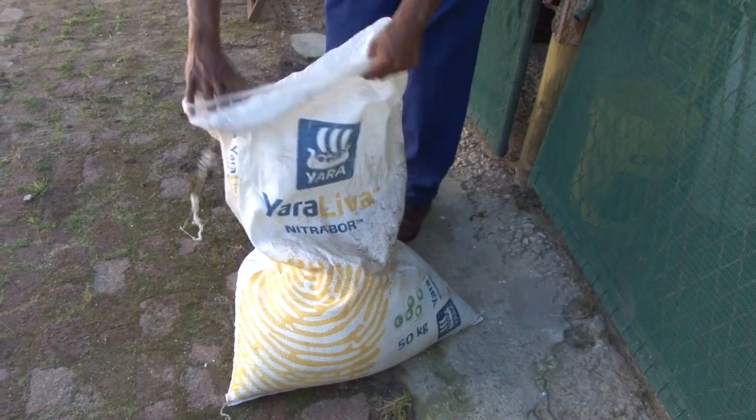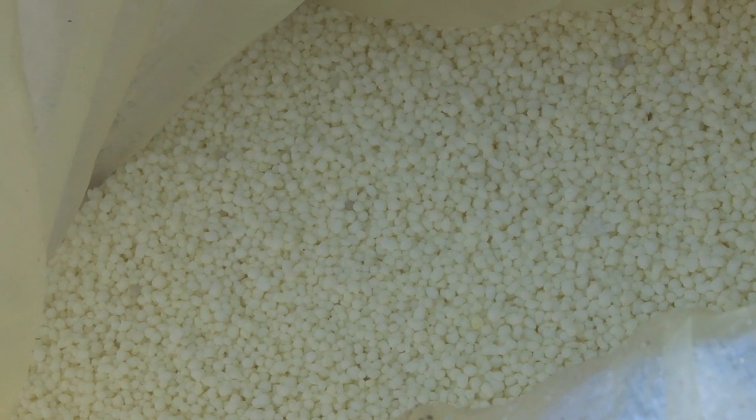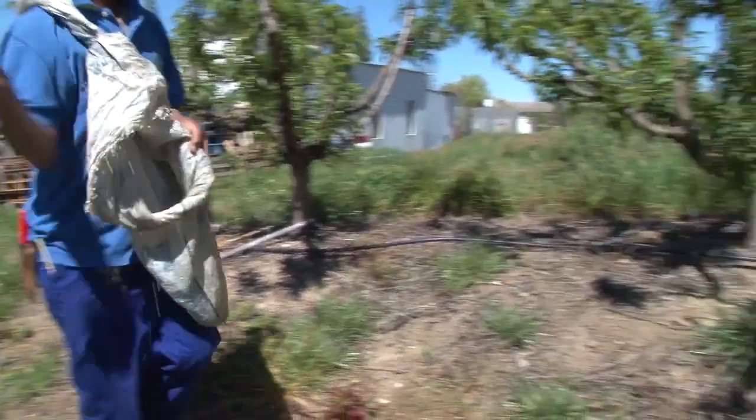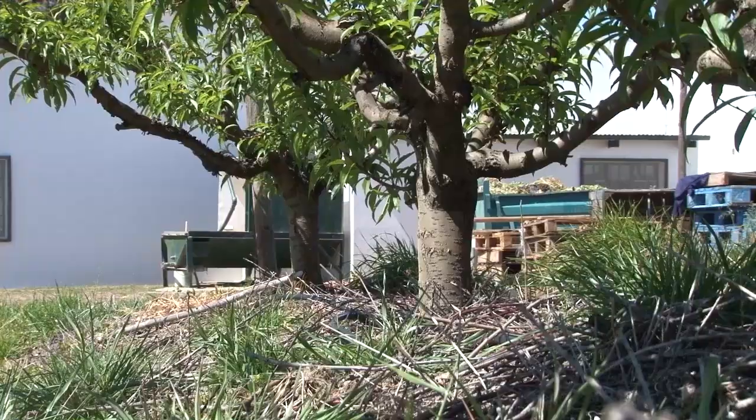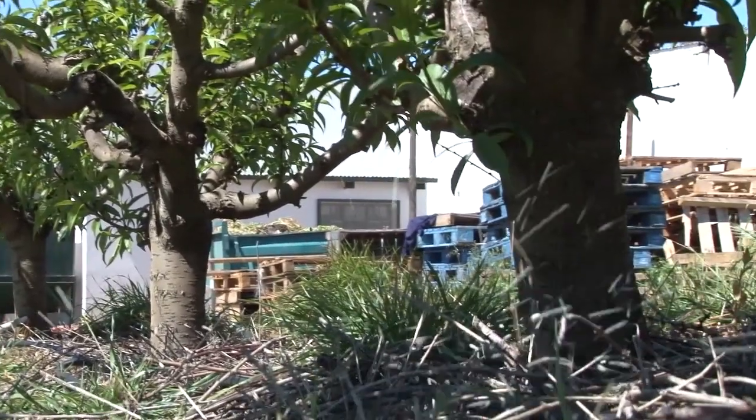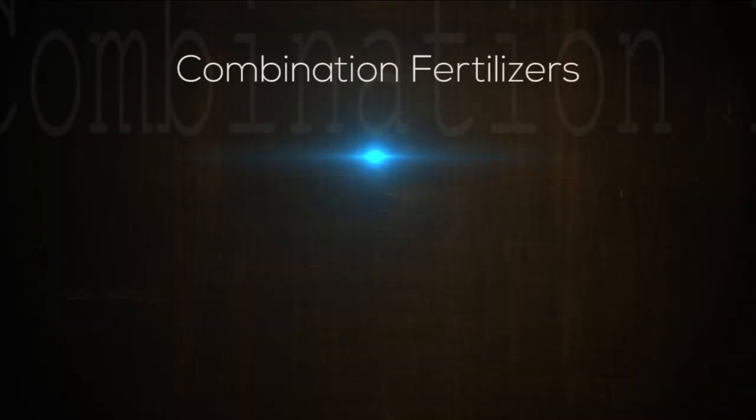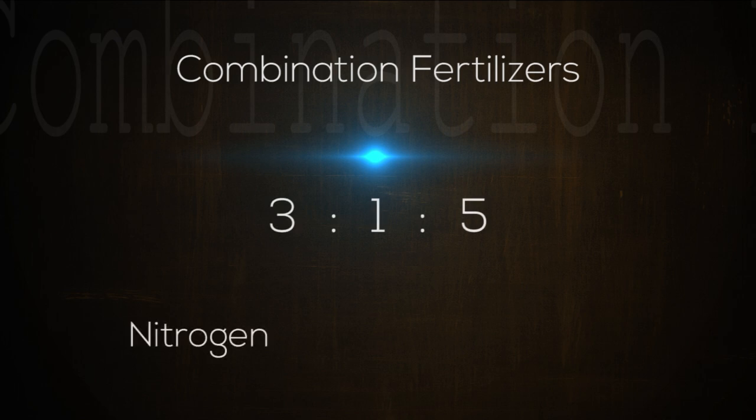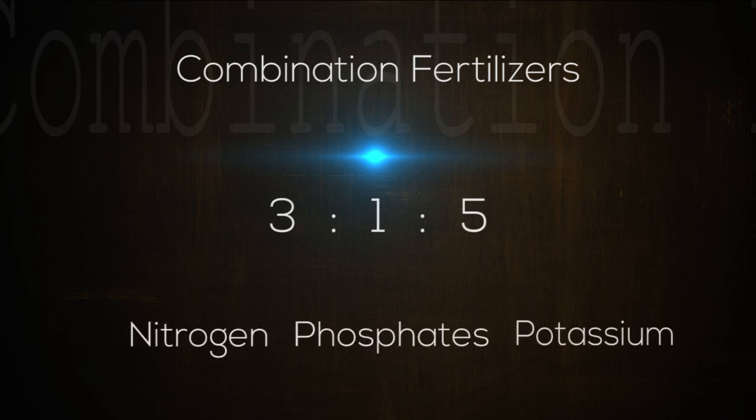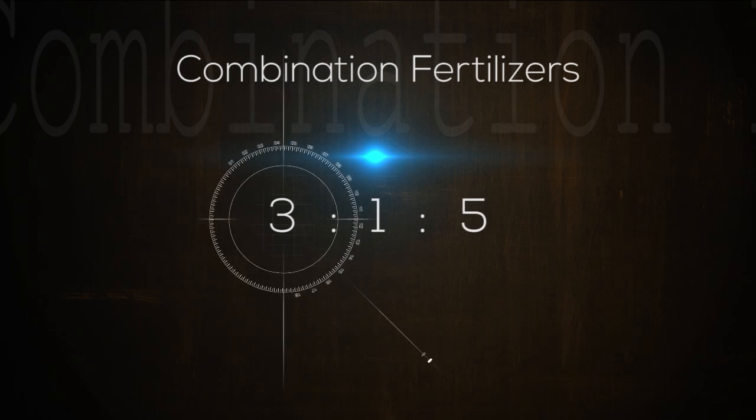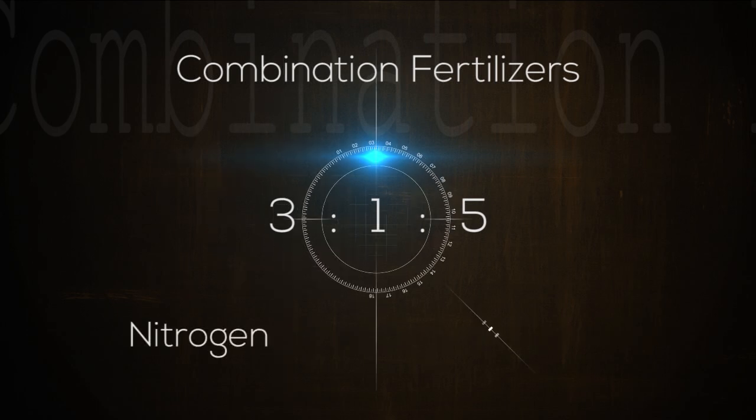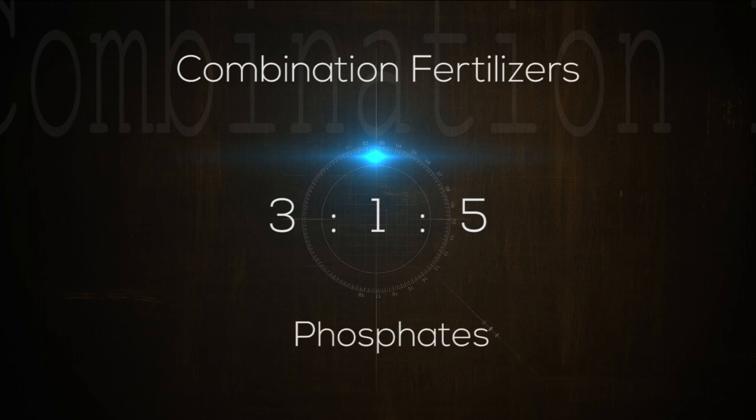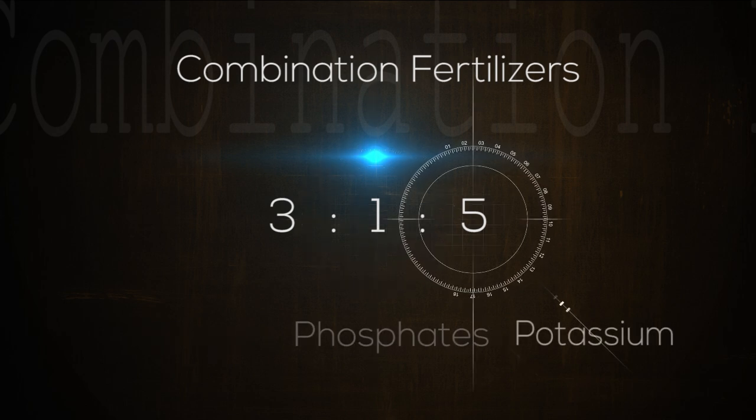Traditionally, fertilizers have been applied in granular form. They're broadcast onto the soil surface under the canopy of the tree. There are combination fertilizers available, such as a 3-1-5, which supplies nitrogen, phosphates, and potassium. The first number, the 3, applies to nitrogen. The second number applies to phosphates, and the third applies to the potassium content.